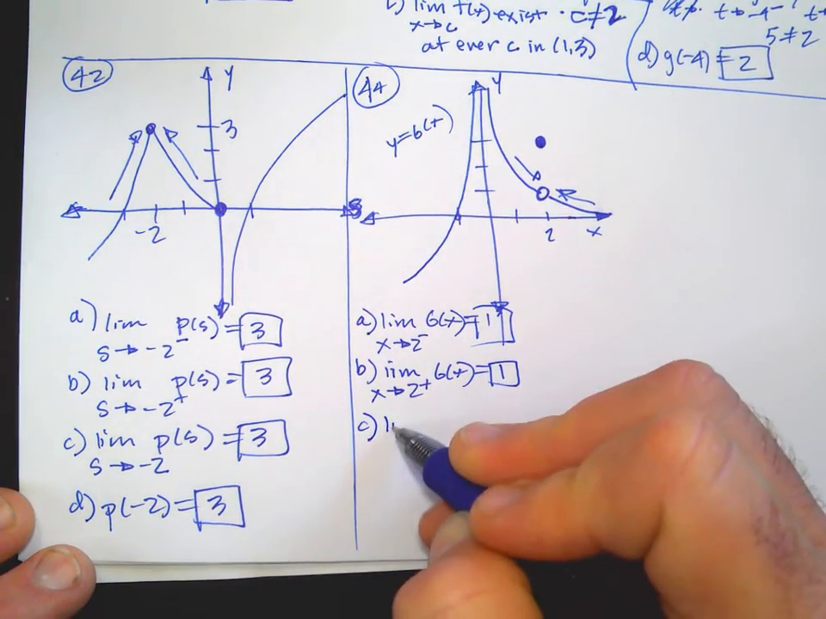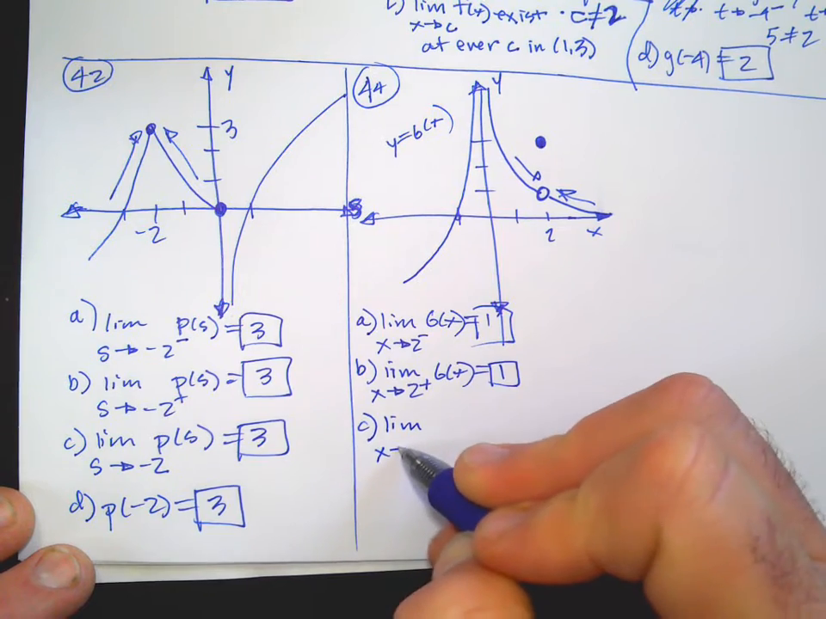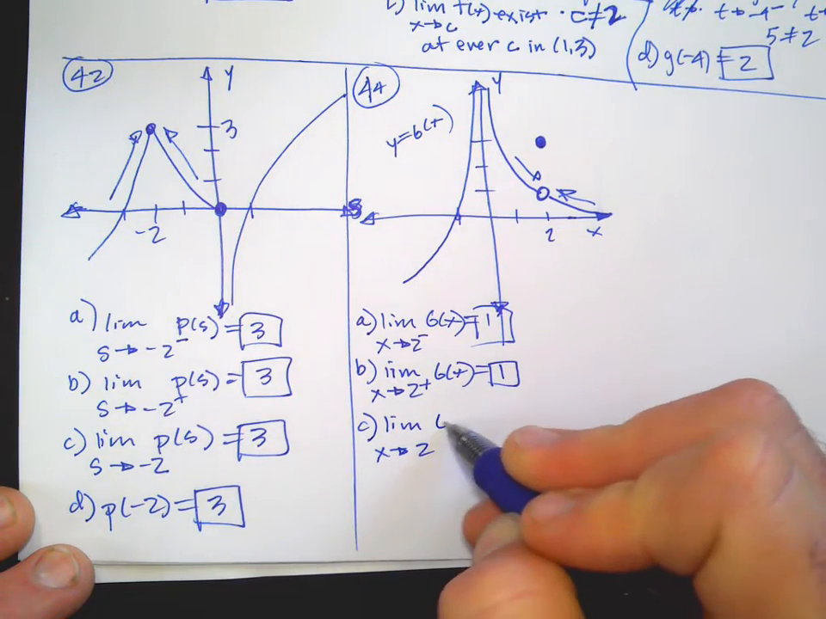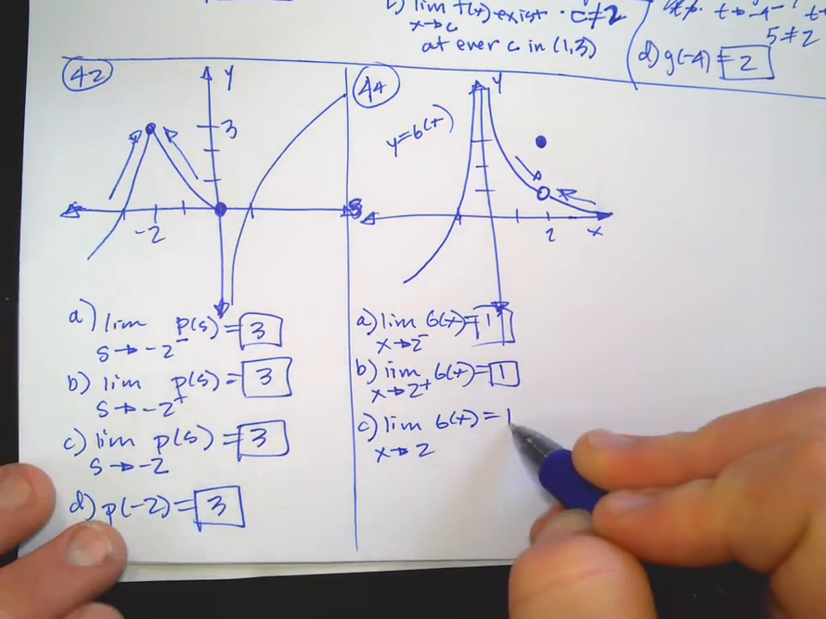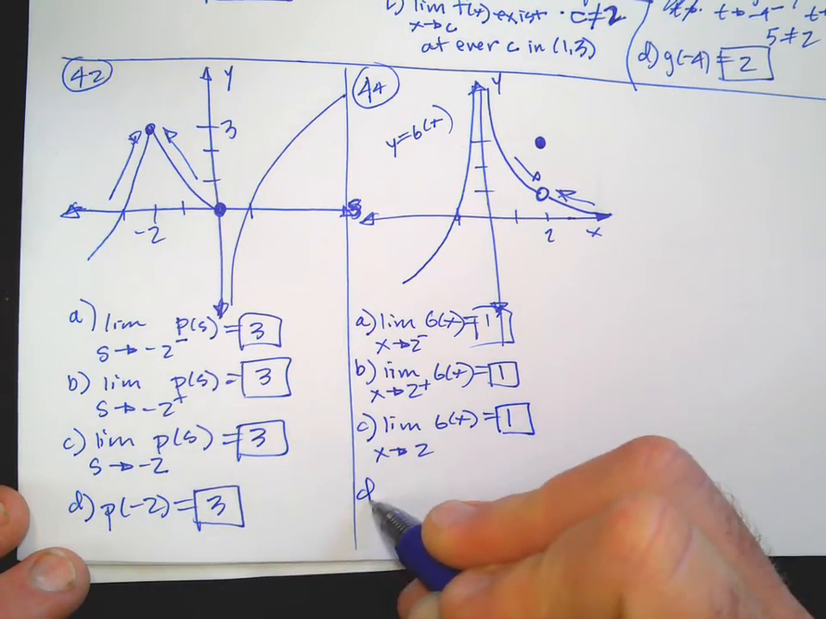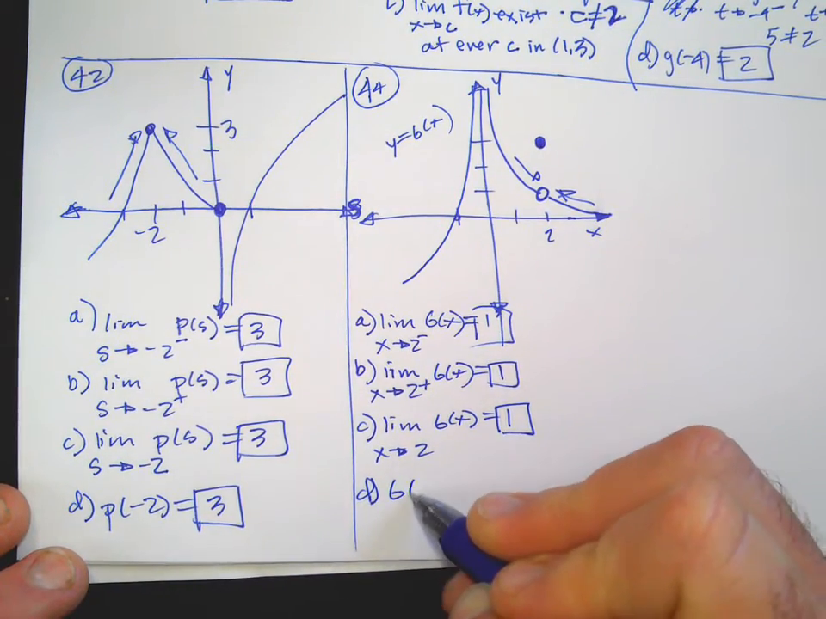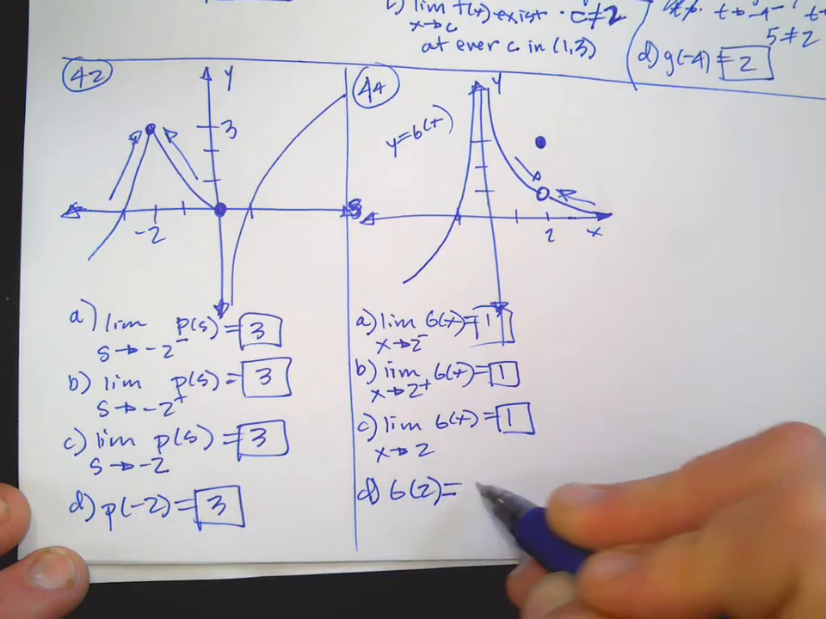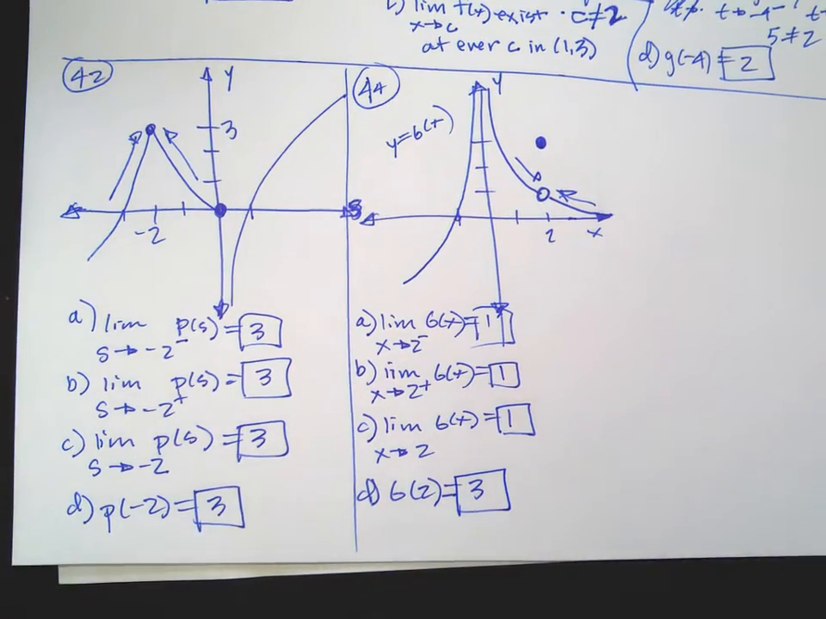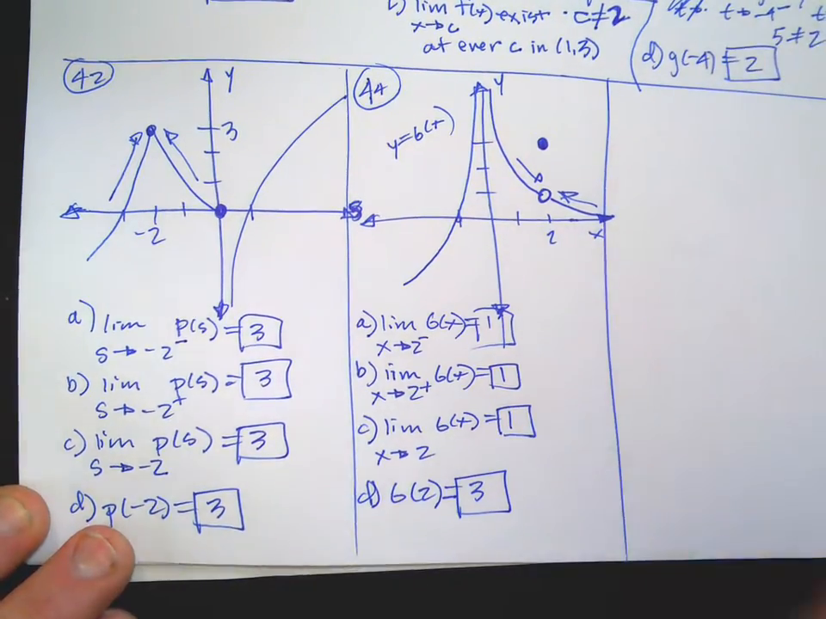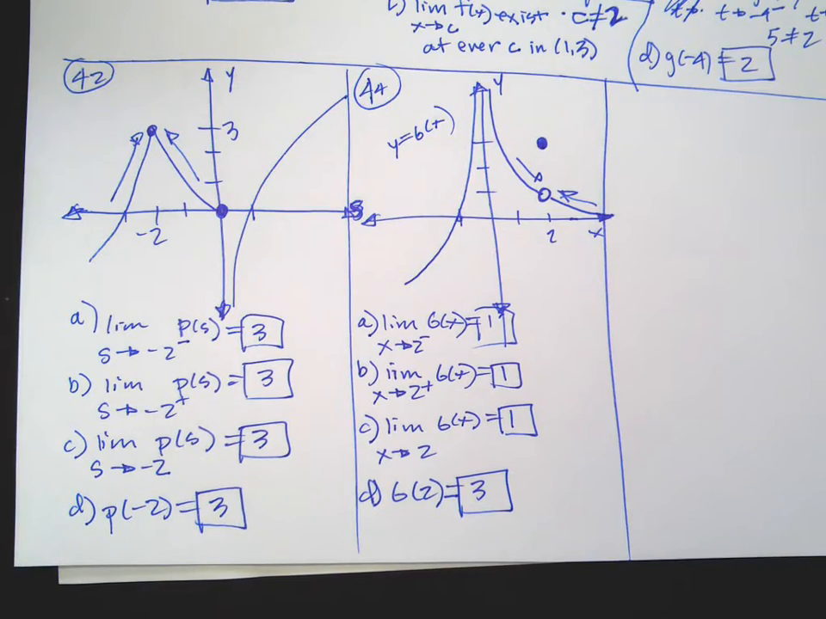And since they agree, then the limit as x approaches 2 of g of x, a 2-sided limit, is going to be 1 because they both agree. And then D, separately, the value of the function doesn't have to equal 1. In fact, this time it equals 3 because there's a jump. Okay? All right.